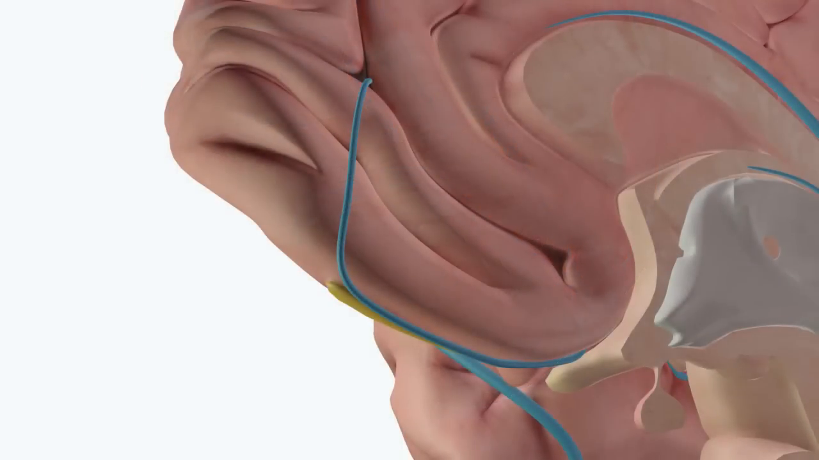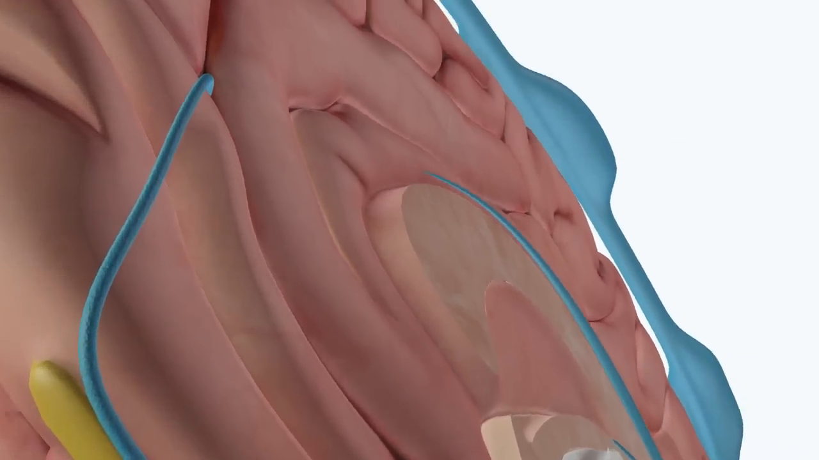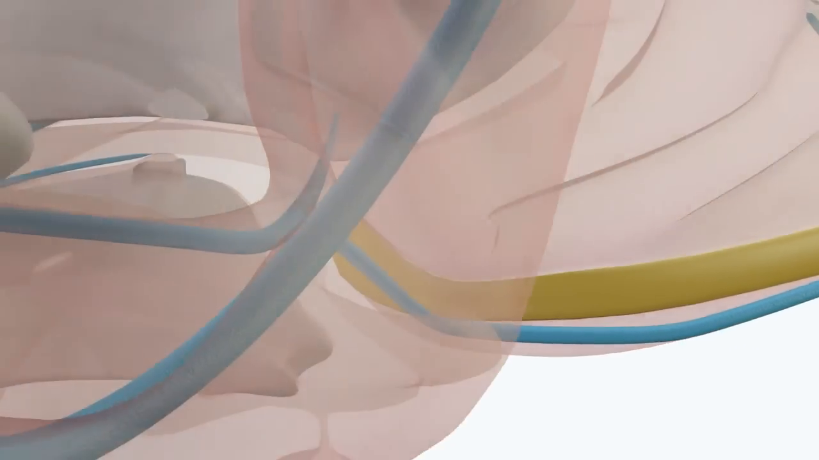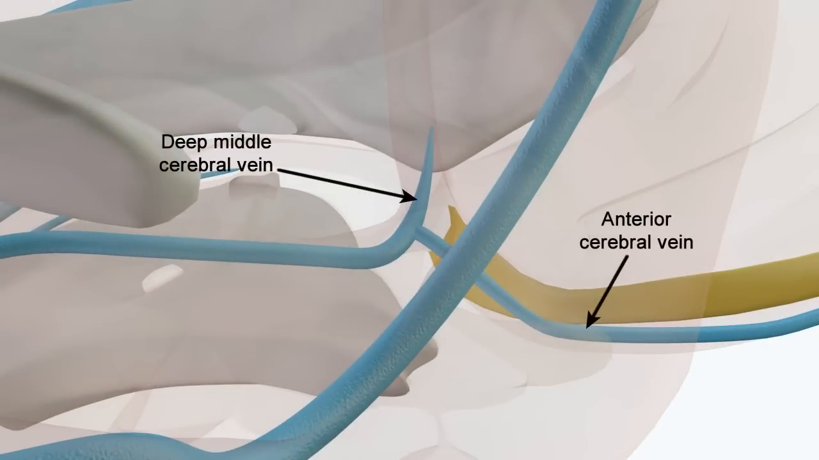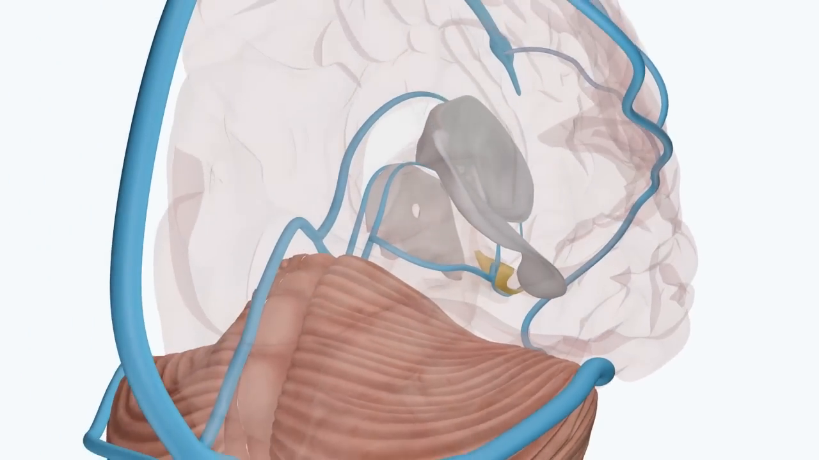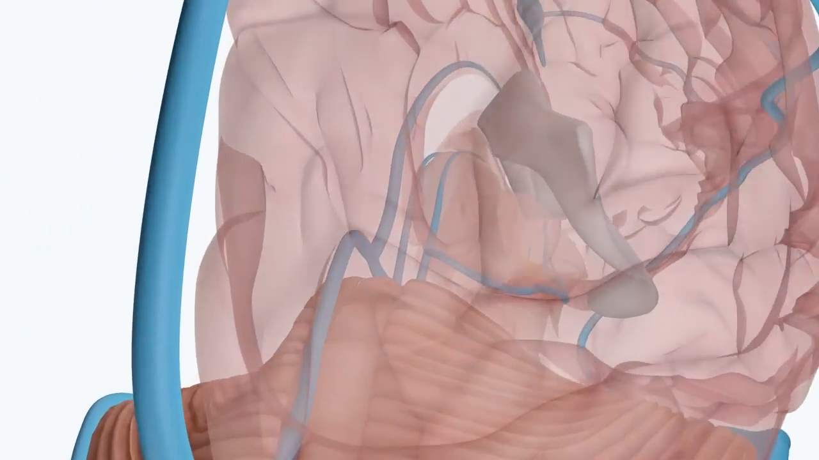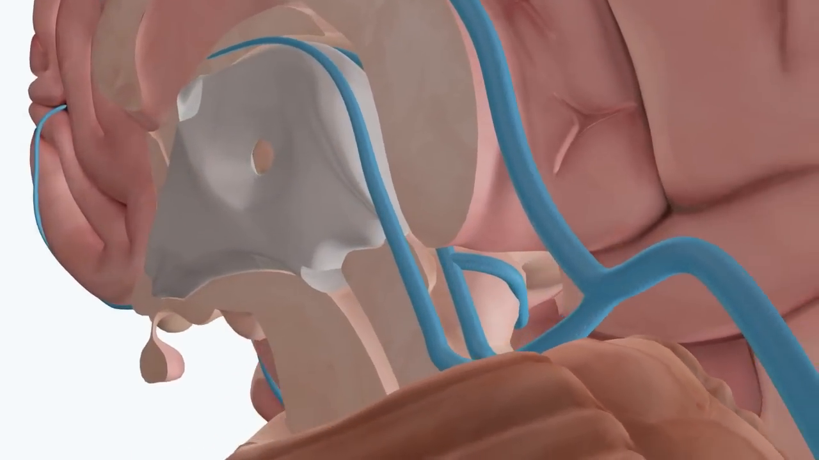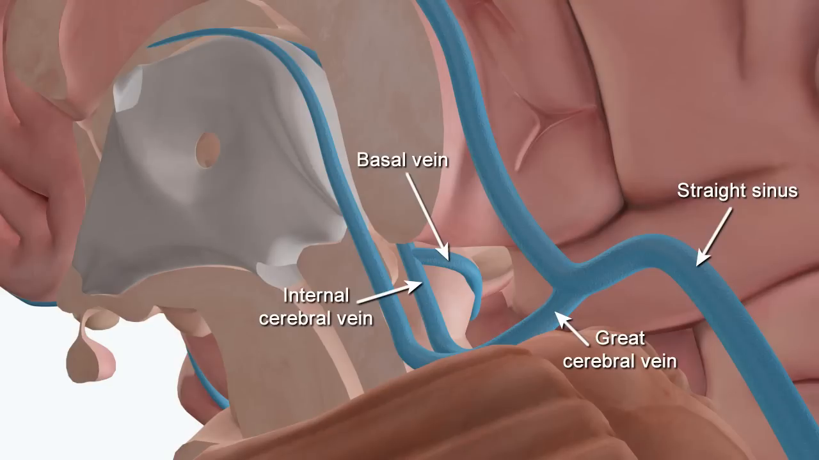Now, much of the medial and inferior surfaces of the cortex drain into the anterior cerebral vein, which closely follows the path of the anterior cerebral artery. It joins with the deep middle cerebral vein, which closely follows the middle cerebral artery, to form the basal vein. The basal veins drain into the internal cerebral veins, and from there to the straight sinus via the great cerebral vein, and therefore onto the jugular.